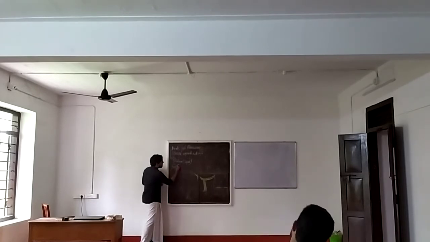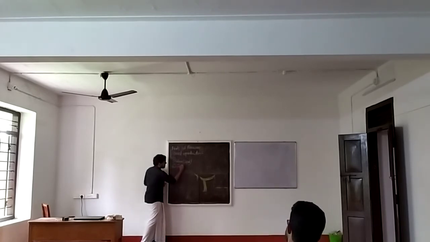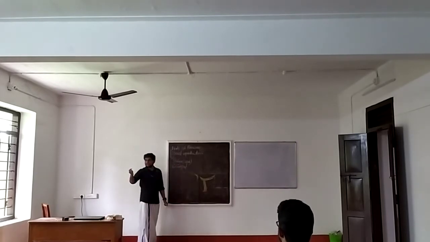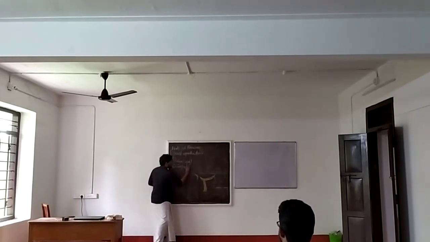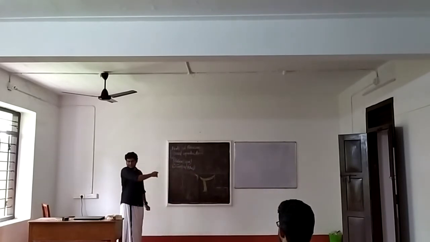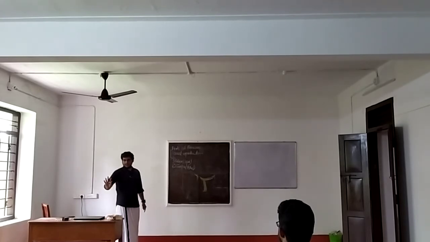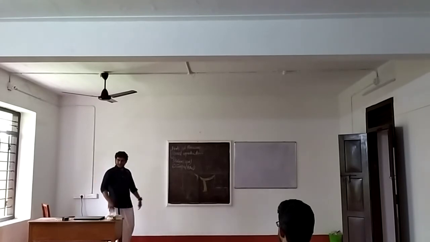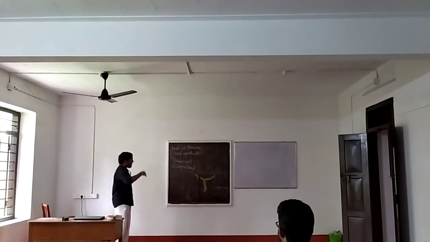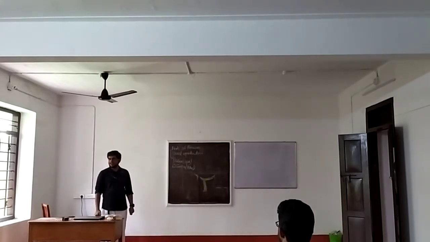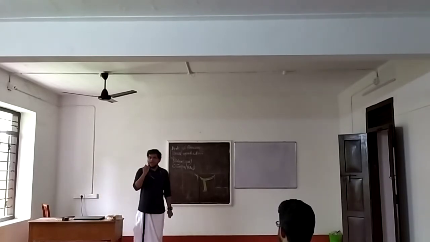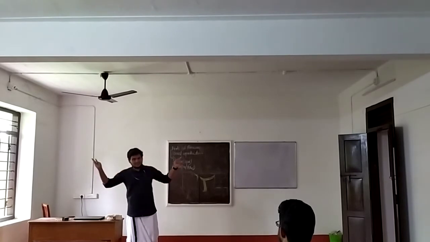The next one is corolla, also called petals. This is what we use to decorate our Onam and all other flower celebrations. So why do we use this petal for decorations? Yes, it has different colors. So can you tell me biologically why there are different colors?